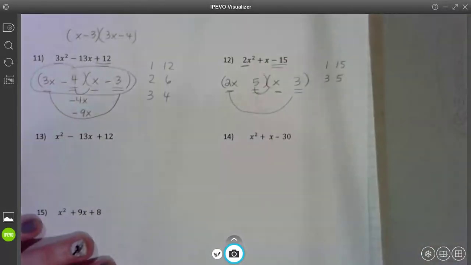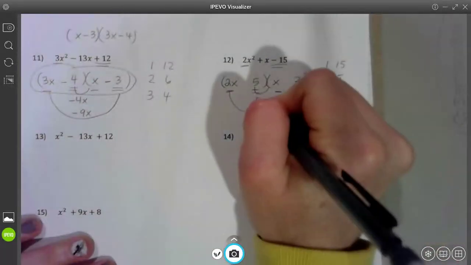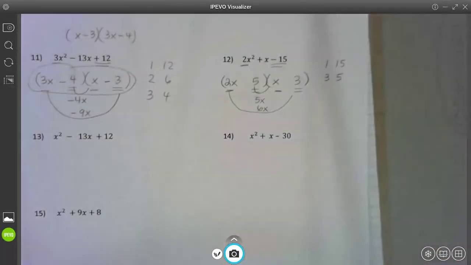All right, now if I try that, 5 times x is 5x. 2x times 3 is 6x. Could a 5x and a 6x go to a 1? Yeah, they could. Let's see if I can get the signs to do what I need them to do.